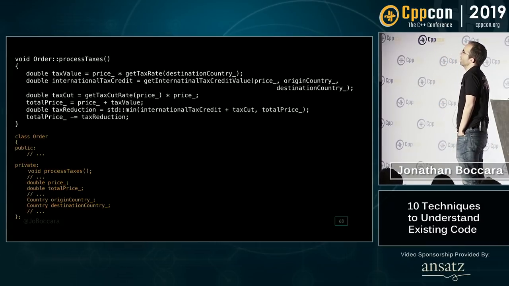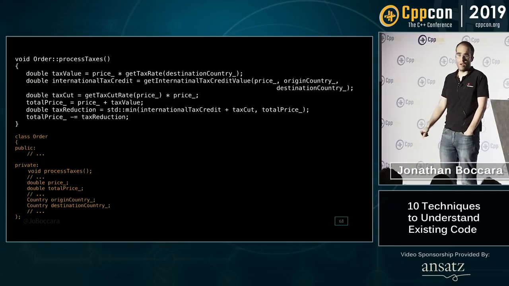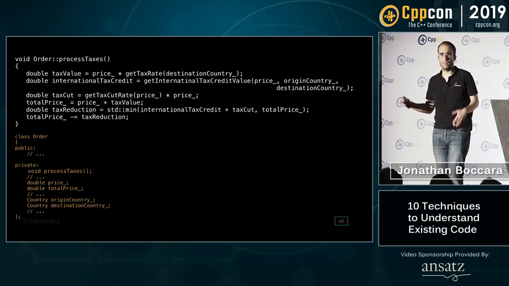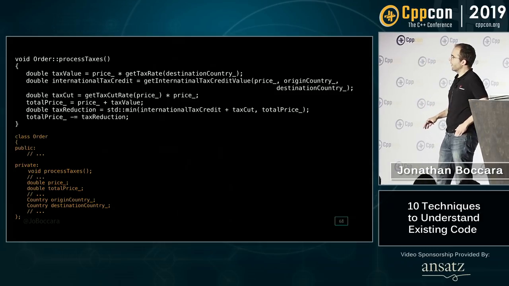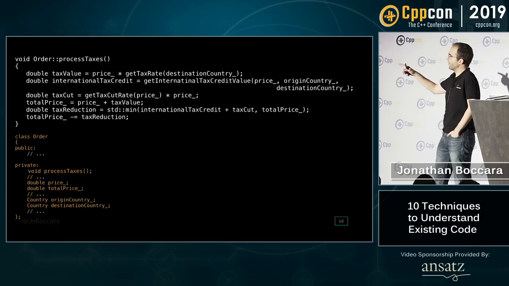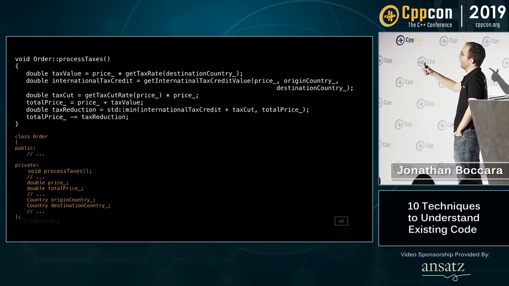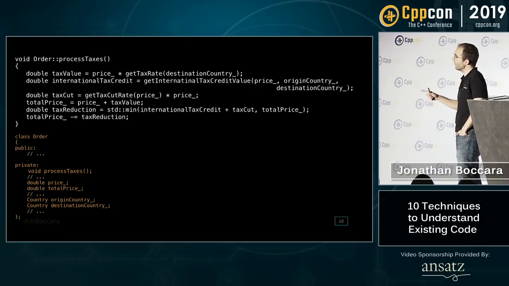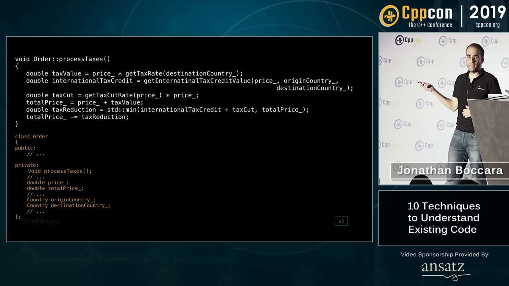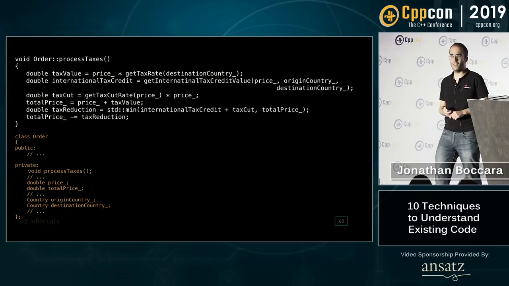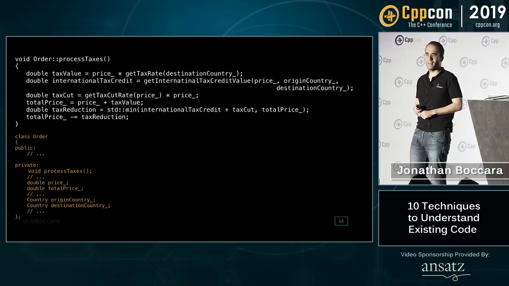So this is the code of process taxes. It's intentionally short so that it fits on the slide and we can work on it, but it can be as big as you want in theory. Below is just a reminder of order, and in particular the members of order that process taxes uses: price, total price, origin country, and destination country. One thing that's a bit mysterious is what total price means, and how it is different from price. It's really annoying.